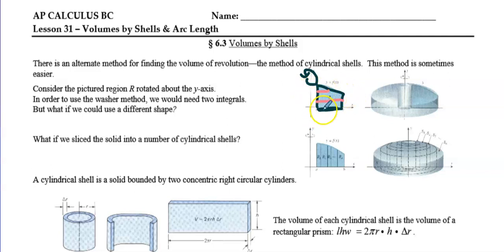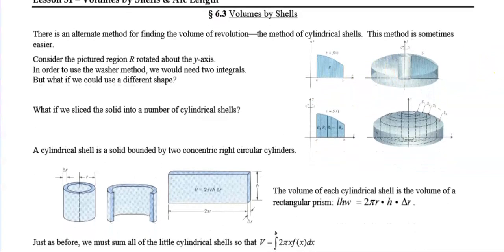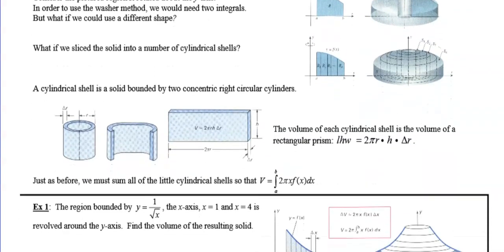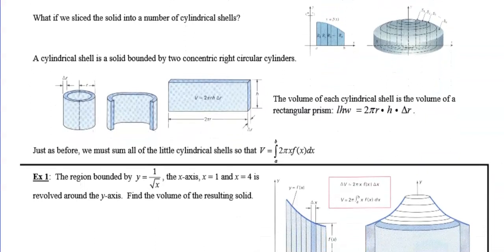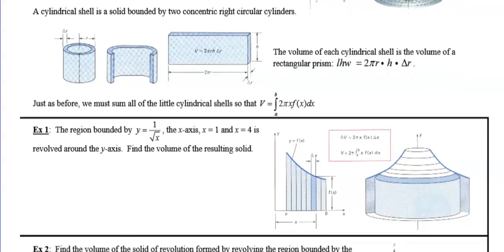So if we are asked to do this, I would have to do two integrals if I want to use the washer-disk method. Shells actually gives us a way of eliminating that and being able to do just one integral. So let's talk about how it works, because like I said, it can be an easier way of doing it.